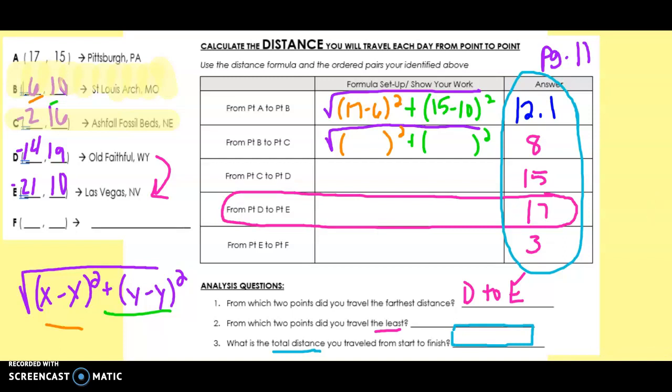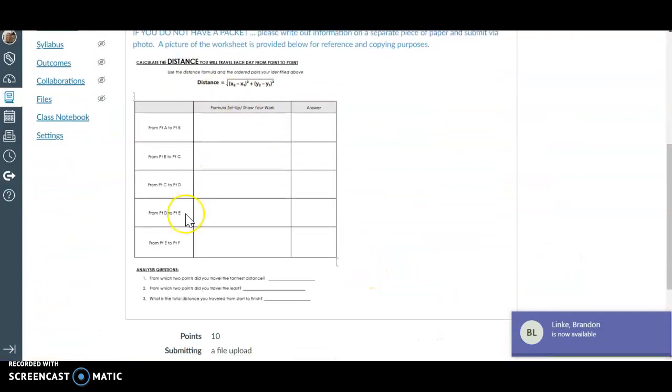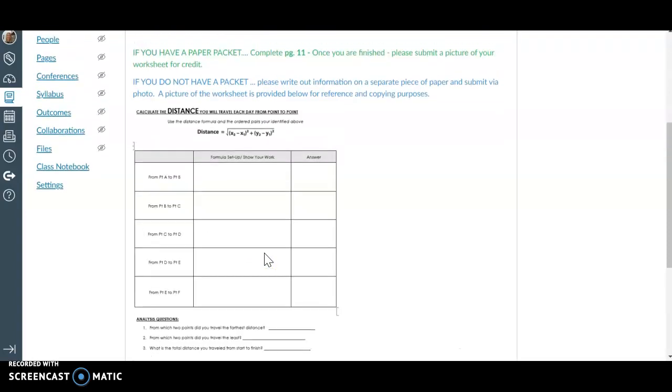So again, if you have any questions, feel free to reach out. But I would like for you to submit a picture of page 11 or your written work of page 11. There's also a picture in your assignment. So again, if you do not have a paper packet, you're going to have to write this information down on a piece of paper. But either way, you're submitting a picture of it for credit.